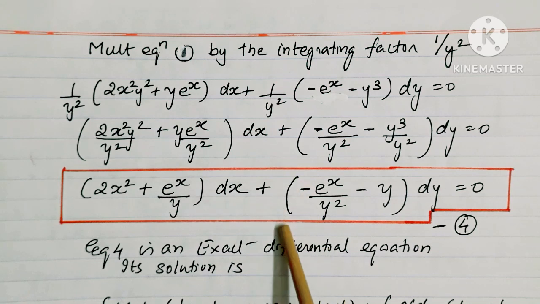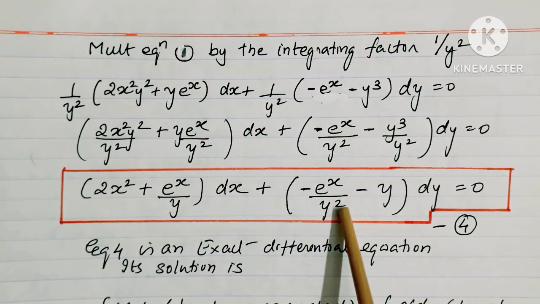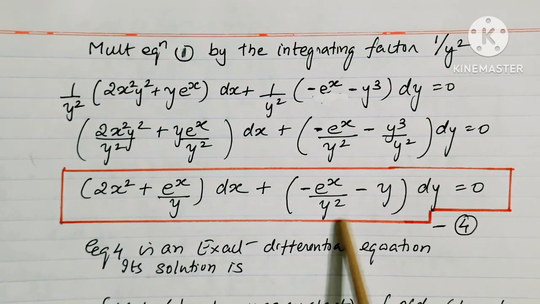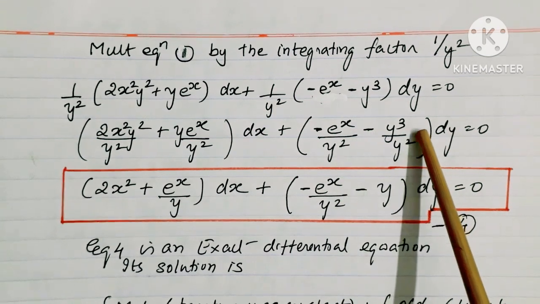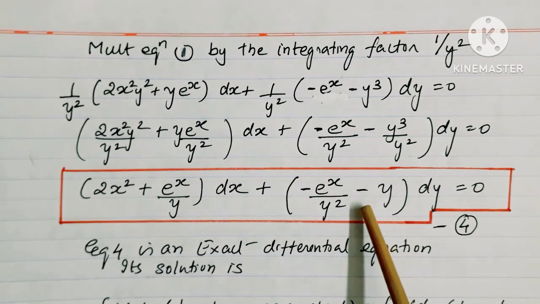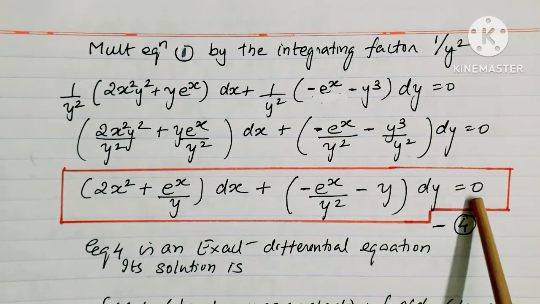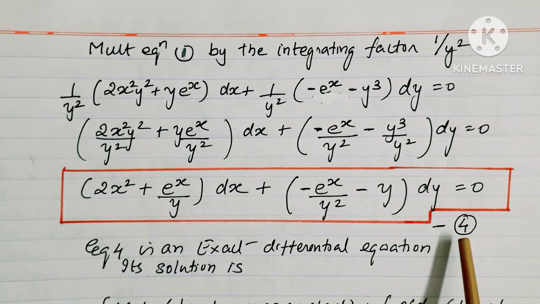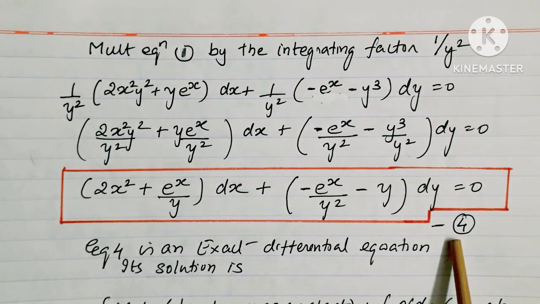So, this would be plus into bracket minus e raised to x upon y square minus, now over here y square would cancel out each other in the numerator and denominator. So, we would be left with minus y dy is equal to 0. Let us call this as equation number 4.